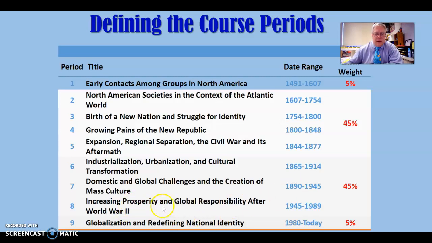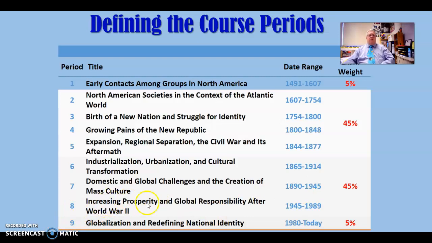Part 8, or time period 8, increasing prosperity and global responsibility after World War II. Okay, so I think I might have skipped over the creation of mass culture here in part 7. Okay, this is going to be a big one because it covers not only the Spanish-American War, but World War I and into World War II. So there's going to be a whole lot of changes here. We've got the Great Depression in there, everything. So this one's going to be big with the progressive era, and that's where a lot of stuff comes from. So we're going to have to be on our A game to remember as much of that as possible.